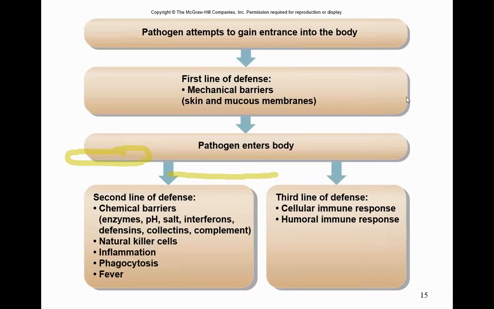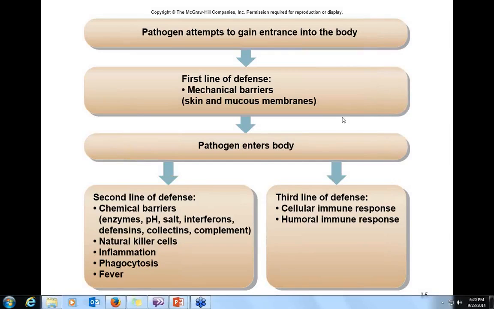Let me erase here. This is a nice chart showing you the first lines of defenses. The first line would be your mechanical barriers, your skin and mucous membranes. You're trying to prevent the pathogen from entering the body. If the pathogen should happen to enter the body, we're now down here, what happens are your second line of defense, and we talked about these: the chemical barriers, natural killer cells, inflammation, phagocytosis, and fever.